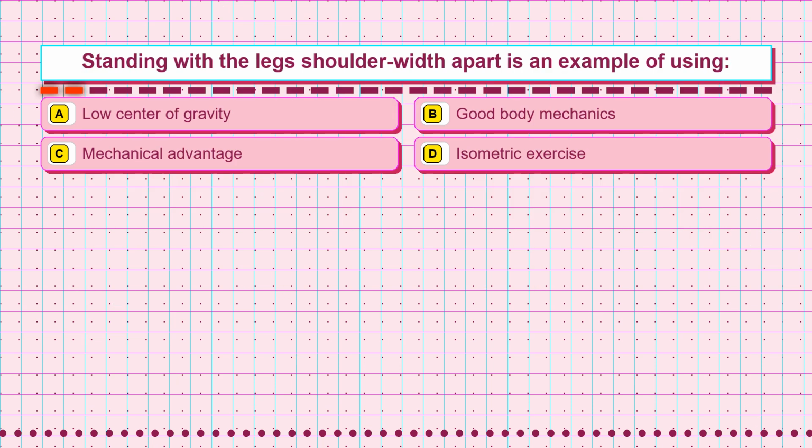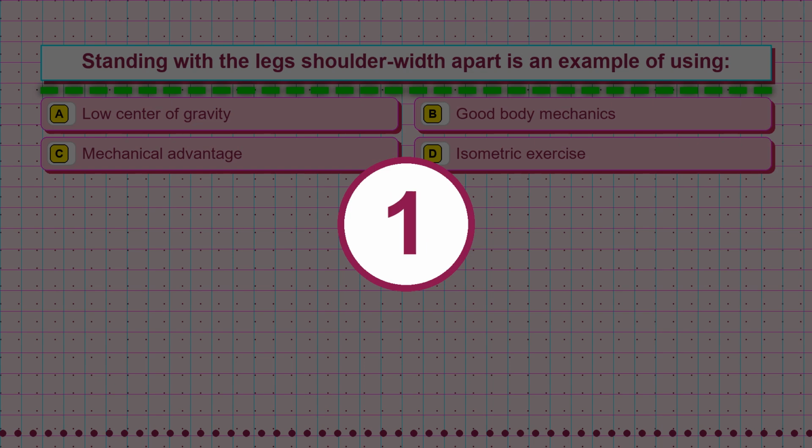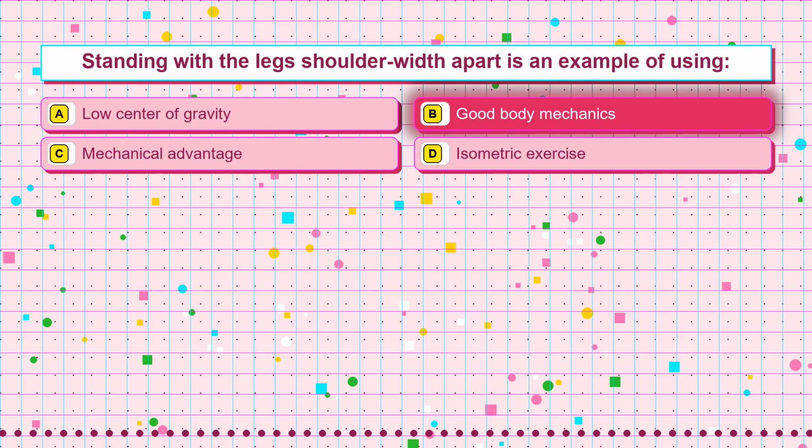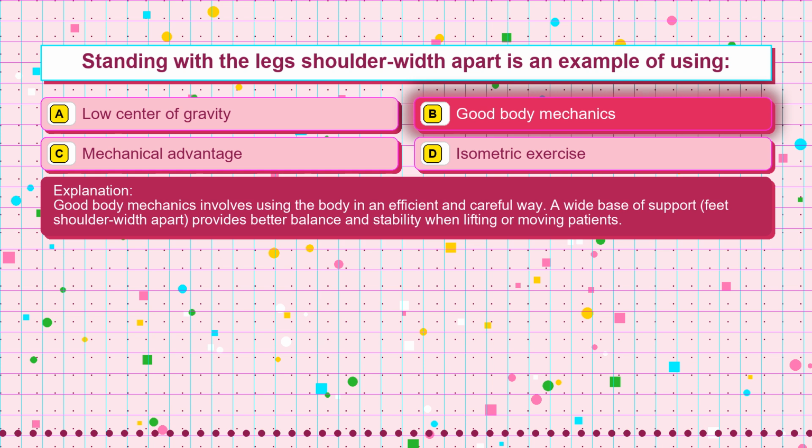Question 22. Standing with the legs shoulder-width apart is an example of using option A, low center of gravity. Option B, good body mechanics. Option C, mechanical advantage. Option D, isometric exercise. The correct answer is option B, good body mechanics. Good body mechanics involves using the body in an efficient and careful way. A wide base of support, feet shoulder-width apart, provides better balance and stability when lifting or moving patients.